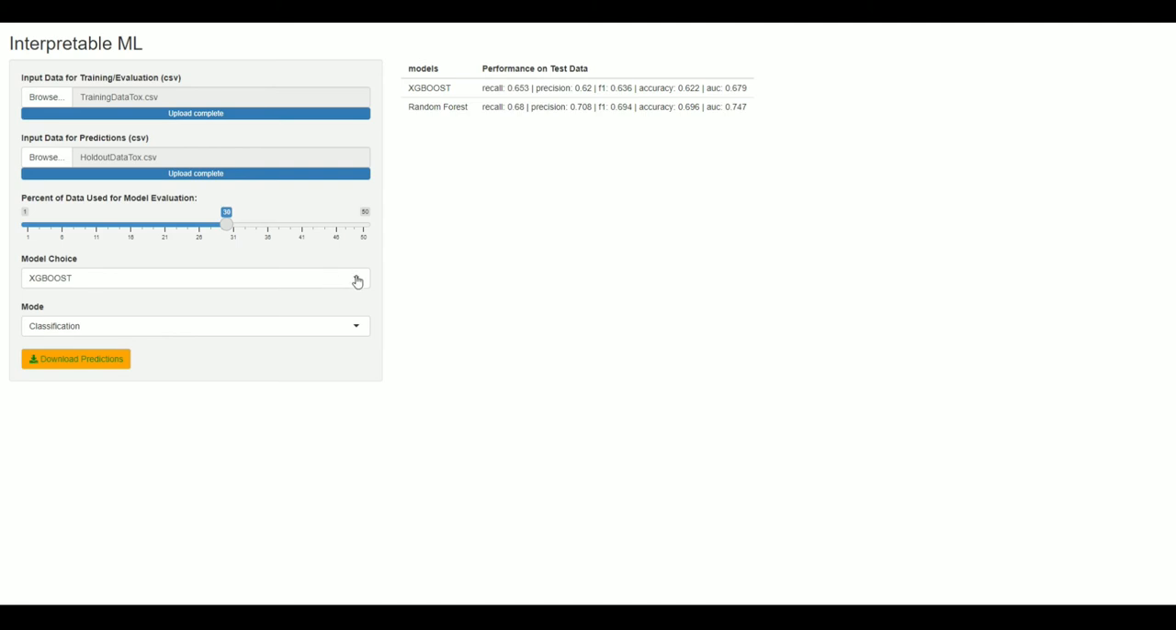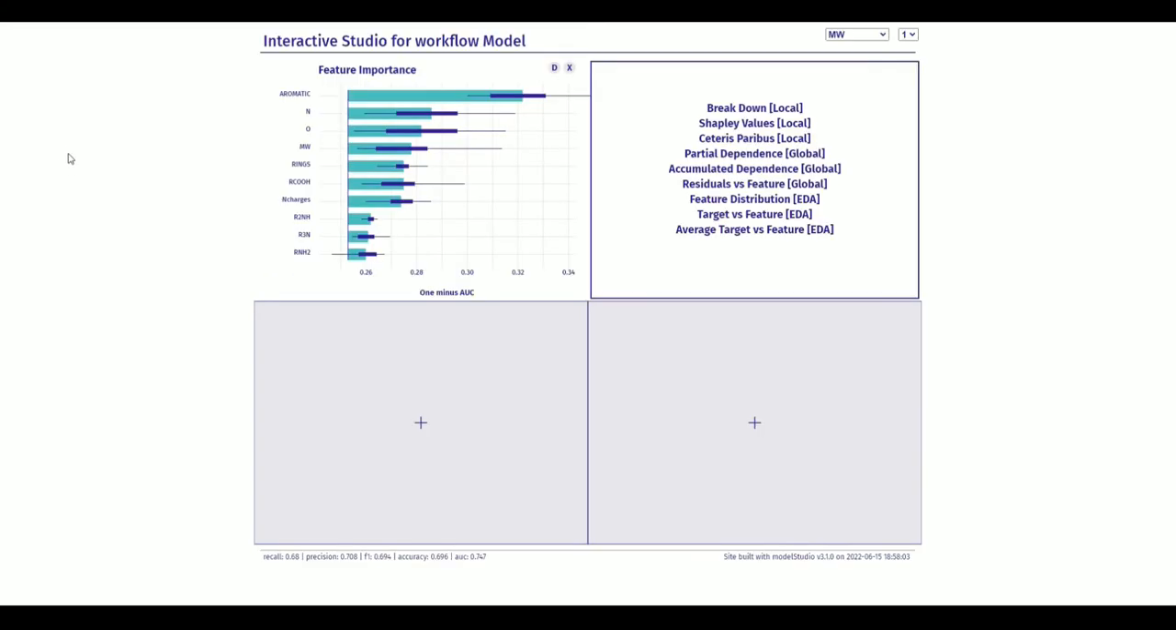So since that's the case, we are going to switch over to random forest as our model choice and hit download predictions. In this interactive studio, we can interpret the machine learning model, in this case the random forest model, that was the best at classifying whether a given chemical was going to be toxic or not.